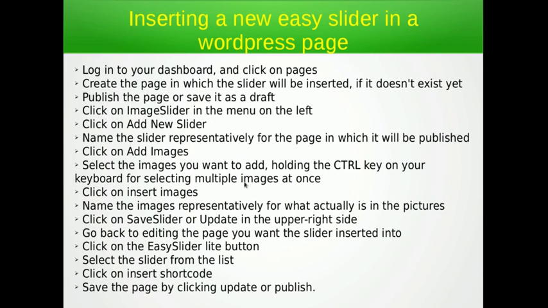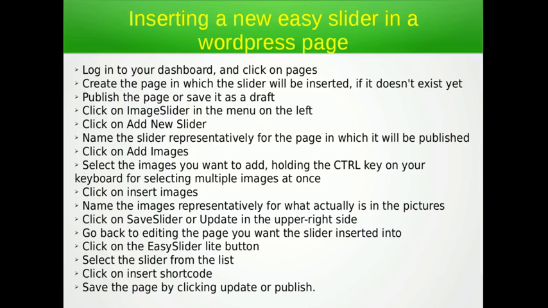So to recap, inserting a new EasySlider in a WordPress page: first you have to log into your dashboard and click on Pages. Then create the page in which the slider will be inserted if it doesn't exist yet. Publish the page or save it as a draft. Then click on Image Slider in the menu on the left. Then click on Add New Slider. Then name the slider representatively for the page in which it will be published.